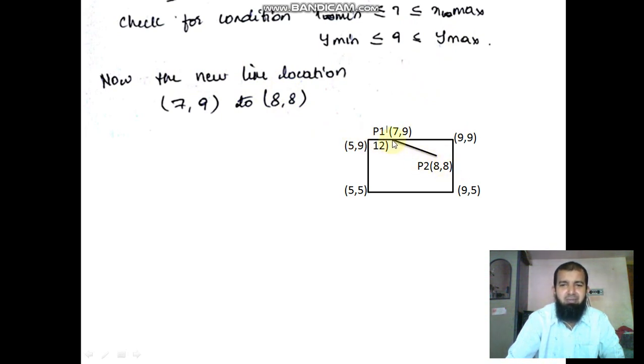The new P1 dash is equal to 7, 9. Clear, no? So that part gets clipped here. Only this part is displayed in the window. Clear, no? Okay. Thank you.